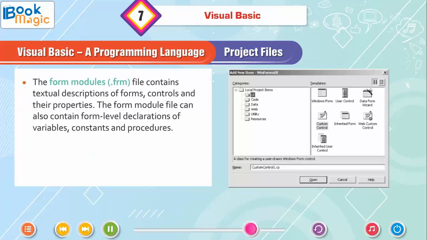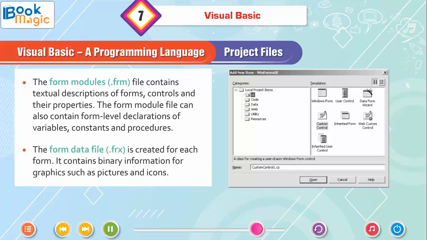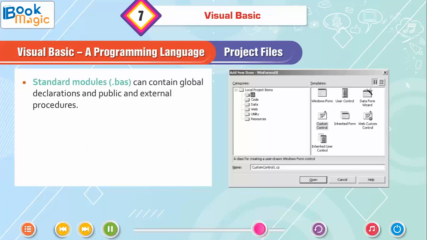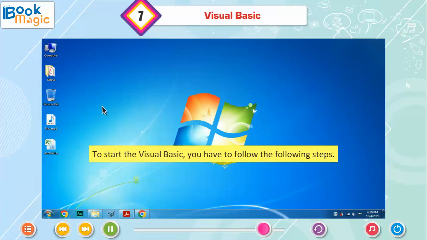The form modules .frm file contains textual descriptions of forms, controls and their properties. The form module file can also contain form-level declarations of variables, constants and procedures. The form data file .frx is created for each form. It contains binary information for graphics such as pictures and icons. Standard modules .bas can contain global declarations and public and external procedures. Starting Visual Basic. To start Visual Basic, you have to follow the following steps.